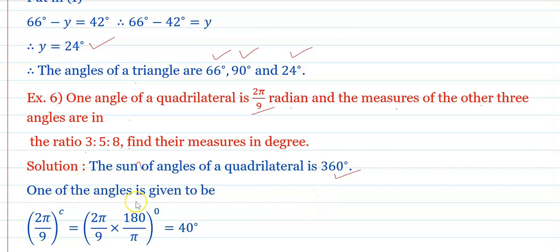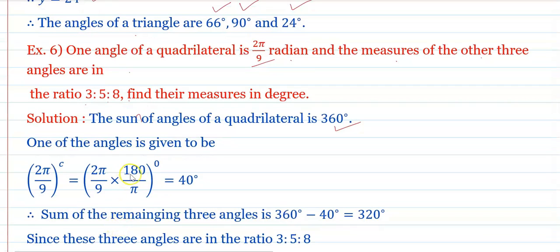One of the angles is given to be 2 pi upon 9 radian. Now we'll convert this angle from radian to degree, so we multiply by 180 upon pi. Here again pi gets cancelled, and if we simplify, you will get 20 into 2, that is, the first angle is 40 degree. The sum of the remaining angles, that is 360 minus 40, equals 320.